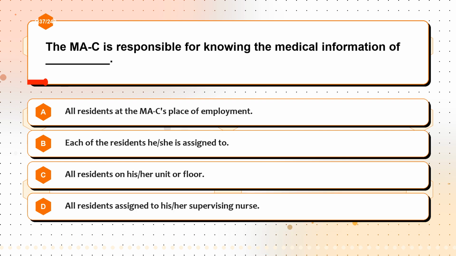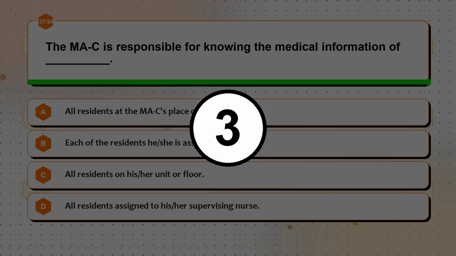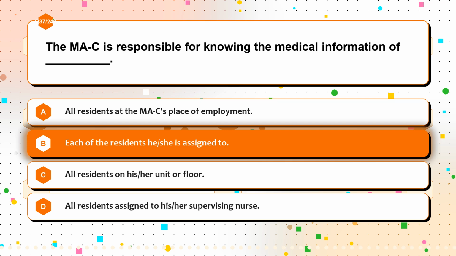Question 37. The MACE is responsible for knowing the medical information of blank. Here are the options. Option A. All residents at the MACE's place of employment. Option B. Each of the residents he/she is assigned to. Option C. All residents on his or her unit or floor. Option D. All residents assigned to his or her supervising nurse. The correct answer is option B. Each of the residents he/she is assigned to.